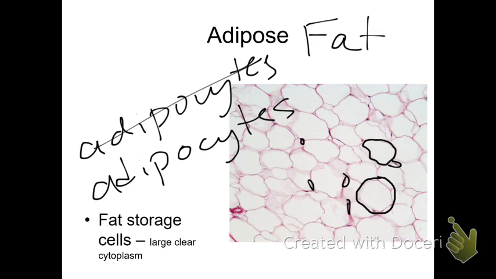When you see these connective tissues, I think you'll agree they all look quite different from each other. And your job will be to recognize them, know the cell type, the adipocytes in this case. You may hear adipocytes pronounced as well. And also to have an understanding of where these tissues are found.